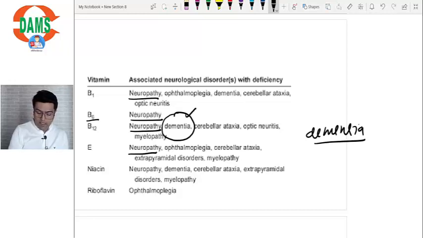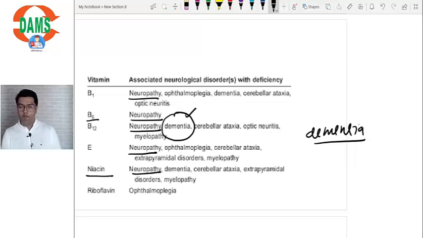Then vitamin E deficiency also causes neuropathy, but that is not common, because vitamin E deficiency is rare. Niacin deficiency causes dementia. So dementia is also a kind of involvement of nerves, so that is again a kind of neuropathy. So these vitamins, B1, B6, B12, E and niacin, they all cause neuropathy.